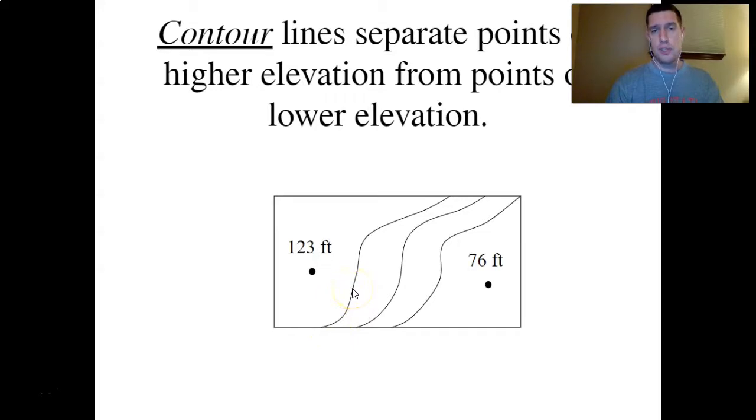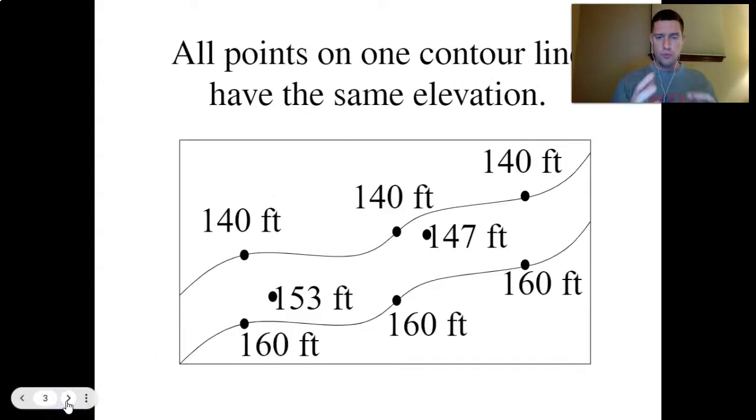So if this line represents 120 feet, that means everywhere exactly on this line is also 120 feet. It's when you cross lines that you change elevation. But when you walk with the lines, you don't change elevation. And we'll get to that here in a little bit. Okay, next page. All points on one contour line have the same elevation.